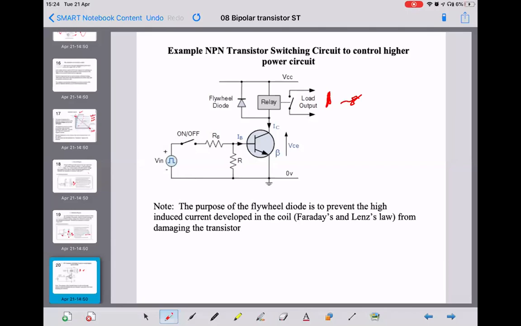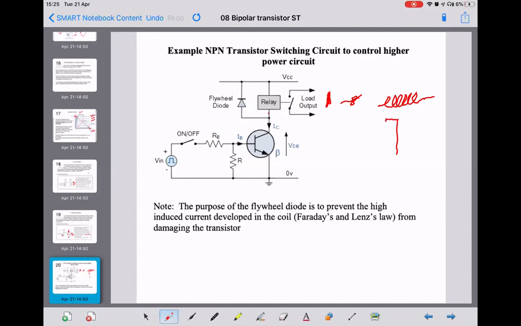The one thing you need to do if you're operating something like a relay, which is essentially a coil, is remember back to when we energize a coil and when we de-energize it. The current's going through it and it suddenly drops. Remember, we get this large reverse voltage in the inductor due to Faraday's law and Lenz's law. What that can do is send a large current back through the transistor and damage it. So we use what's called a flywheel diode.